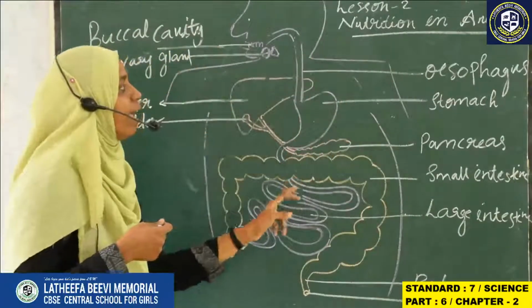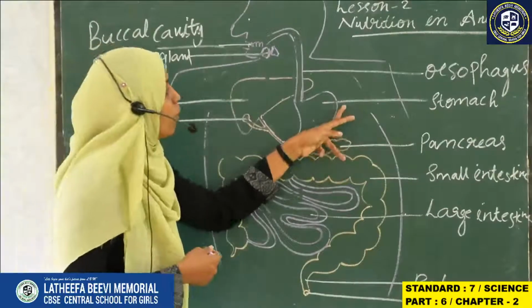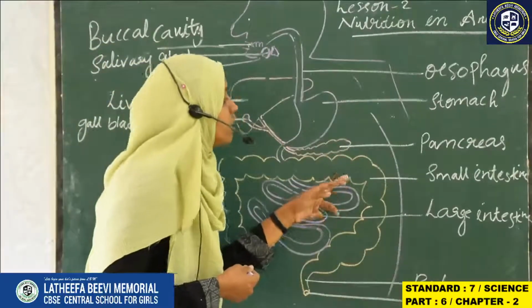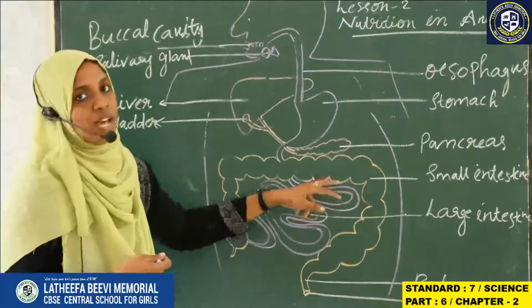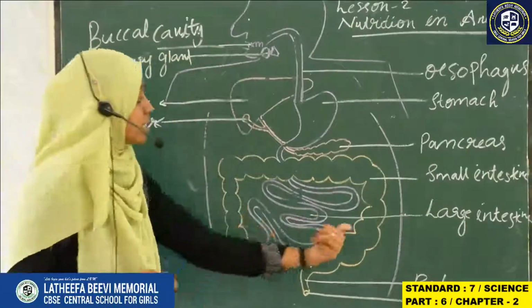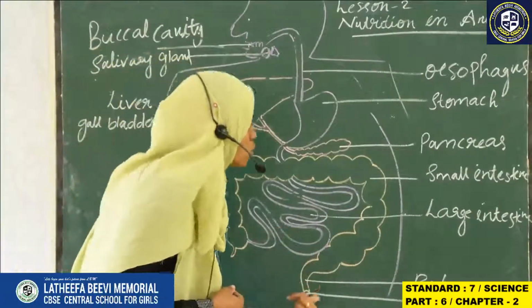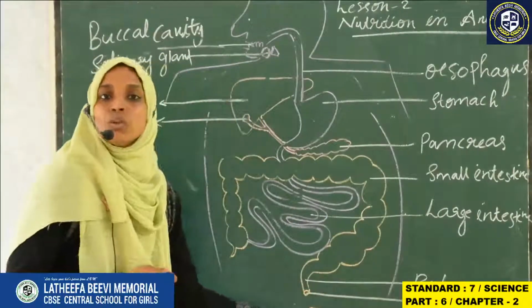It's a long canal, and from the esophagus it goes to the stomach. Then the small intestine and large intestine. In the large intestine the digestion is complete. Once digestion is complete, the waste goes to the rectum and goes through the anus.